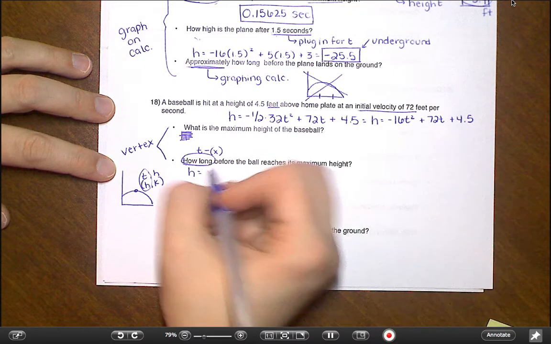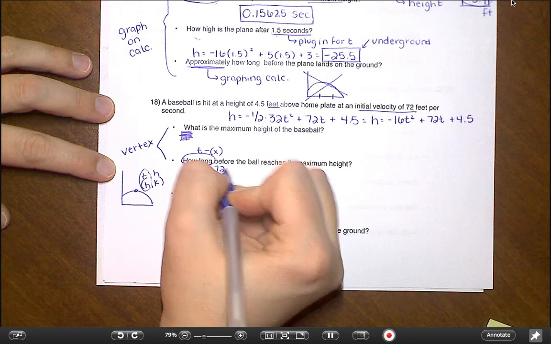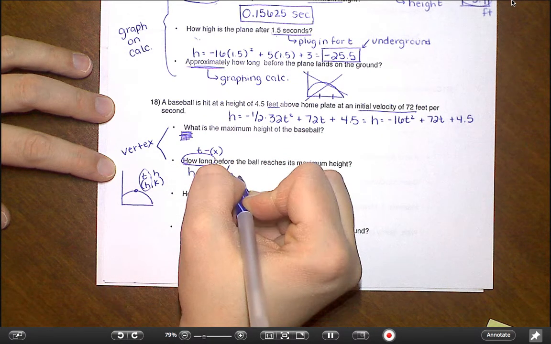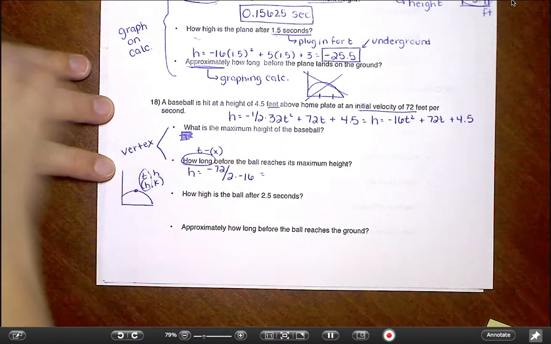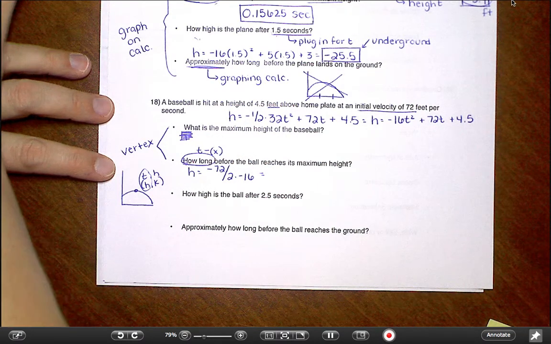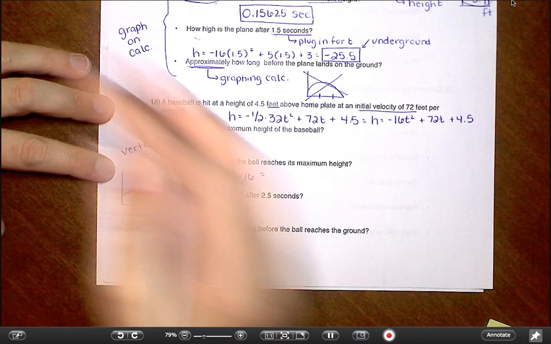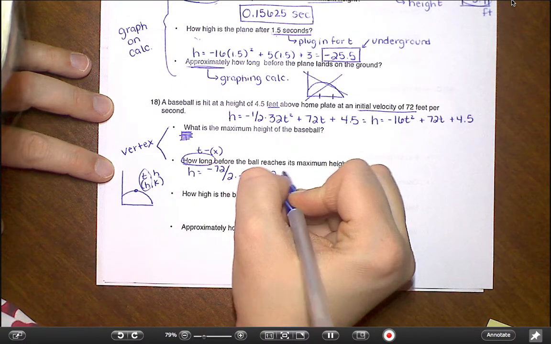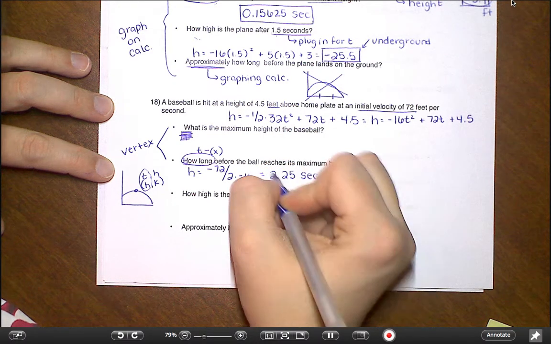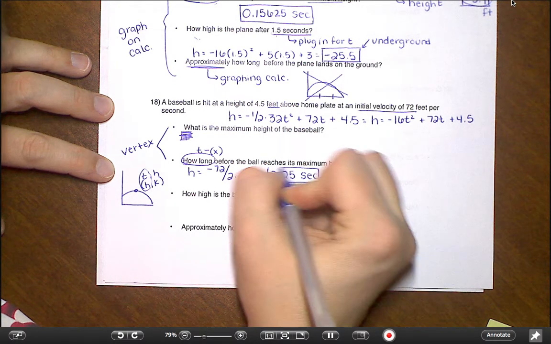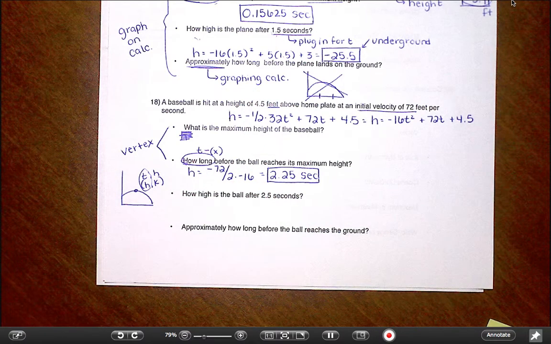Negative b, so that'd be negative 72 over 2a, so 2 times negative 16. That's going to be negative 72 divided by negative 32, and I get 2.25. So that's 2.25 seconds. Okay, that's how long before I reach my maximum height.